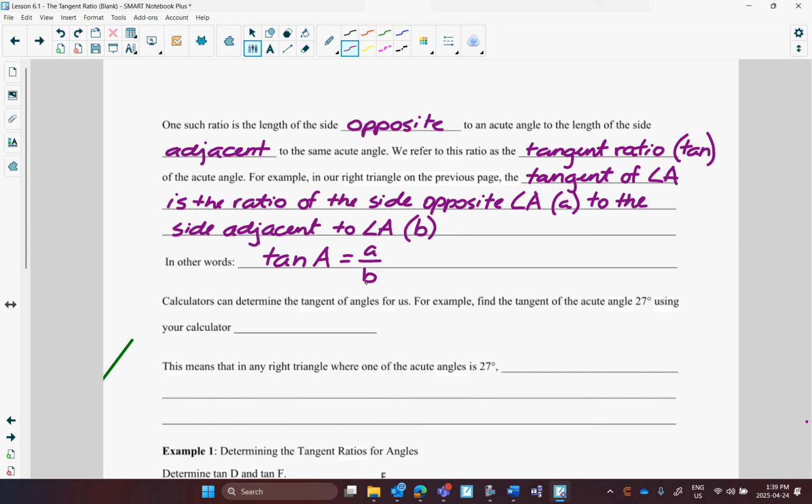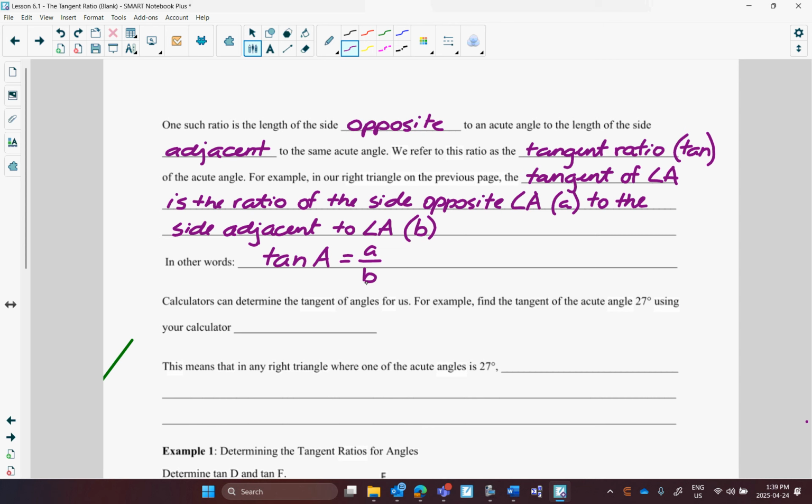Hopefully you have a graphing calculator with you. Graphing calculator, scientific. If you do, make sure somewhere on your display there's a D or DEG, because you have to be in the right mode. Well, let's just see if you're in the right mode.